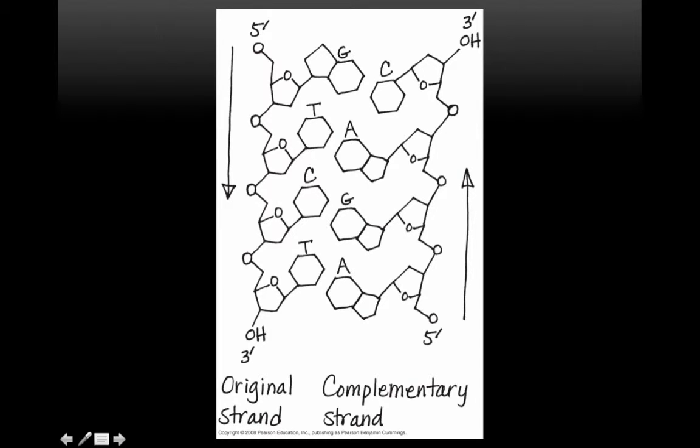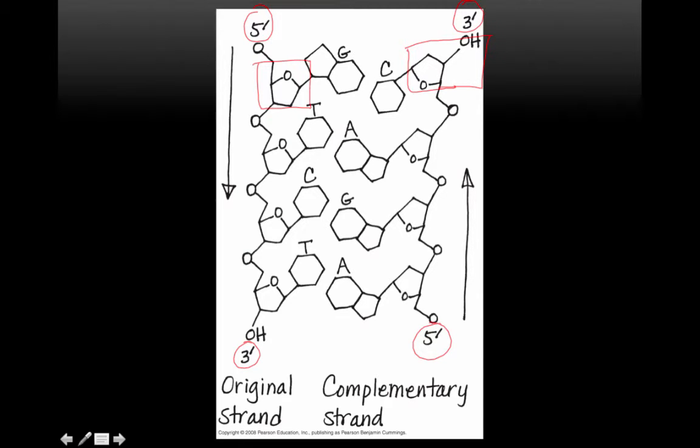What are we looking at here? You should have guessed DNA again. Here's another illustration of DNA that has a bit more detail than our last one. Notice that DNA is in fact double-stranded. We've got two strands running in opposite directions. Therefore, they are anti-parallel.